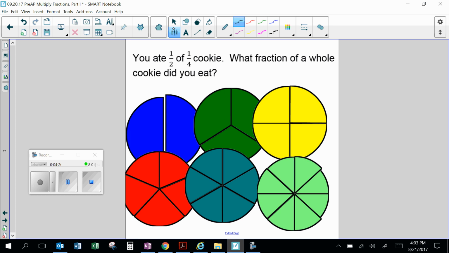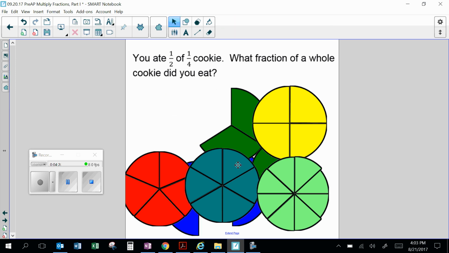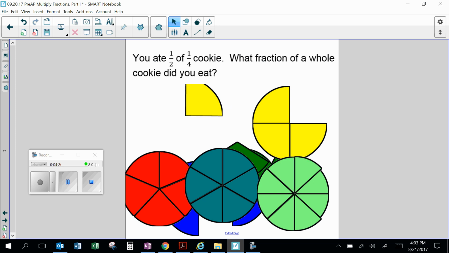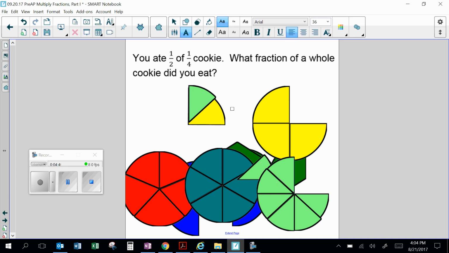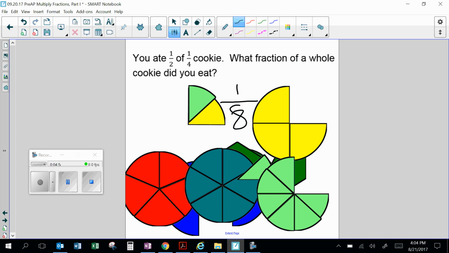You ate half of 1/4 cookie. So here's 1/4 cookie. You ate half of this 1/4 cookie. So I need to cut this in half. So what's half of 1/4? So here's half of it. So that would be what fractional piece for that? That would be 1/8. So half of 1/4 is 1/8.